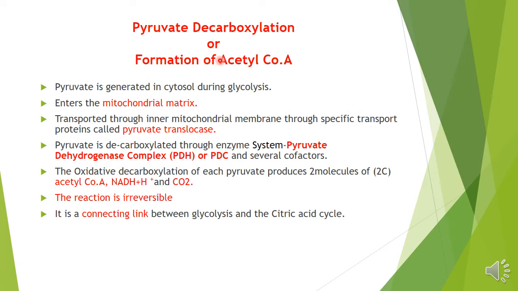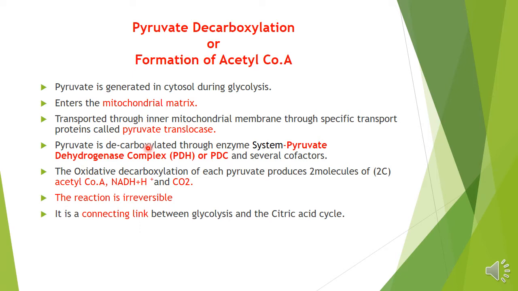This step is also called pyruvate decarboxylation, or the formation of acetyl CoA, coenzyme A. I have already mentioned that pyruvate is generated in the cytosol during glycolysis. Since it is in the cytoplasm, it's to be taken to the mitochondrial matrix. It will enter through specific transporters, called pyruvate translocase, that allow the entry of pyruvate inside the mitochondrial matrix. And this pyruvate is then decarboxylated.